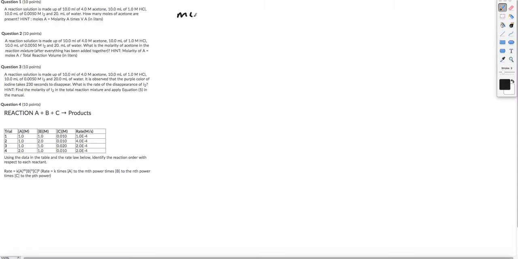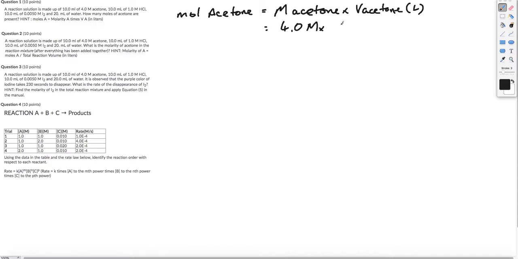And what I say is that the moles of acetone, moles of anything really, is going to be equal to the molarity, which is moles per liter, so the molarity of acetone, times the volume of acetone, but that has to be in liters. So you are told the molarity here, and it's 4.0 molar, but then you would multiply that by the volume of the acetone in liters, which is going to be 0.0100 liters, and that will give you the answer there.